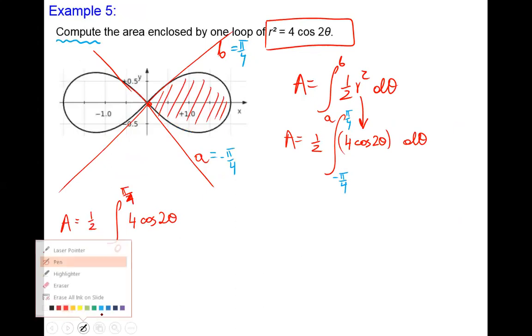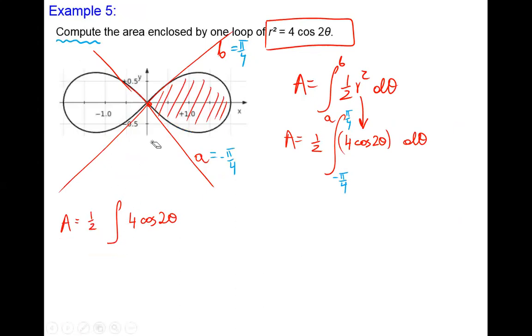We have to remember it goes from 0 to pi over 4. Excellent. This one is not squared, but I will still solve the squared function. We have an integral. 1/2 times 2 is 1, times 4. Okay, who can tell me the integration of cosine of 2 theta? The integral of cosine of 2 theta.